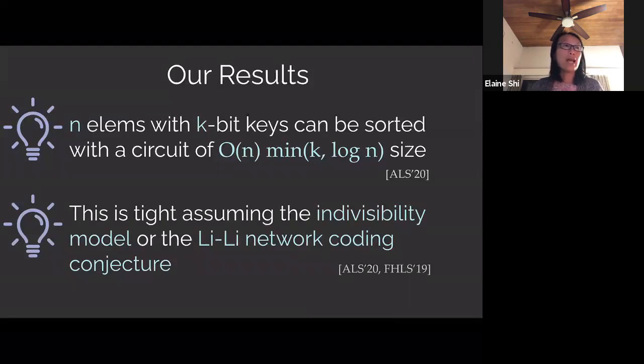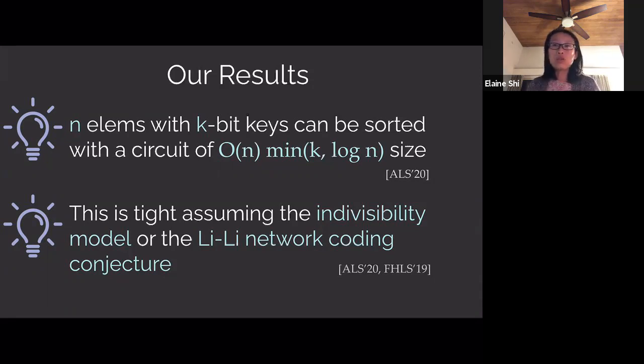On the lower bound side, we show that essentially the above upper bound is tight for every choice of k, either assuming the indivisibility model or assuming the Lilly network coding conjecture. So let me explain. The indivisibility model assumes that the element's payload strings are opaque, and the circuit does not perform any encoding or computation on the element's payload strings. And indeed, almost all of the algorithms we know are in the indivisibility model.